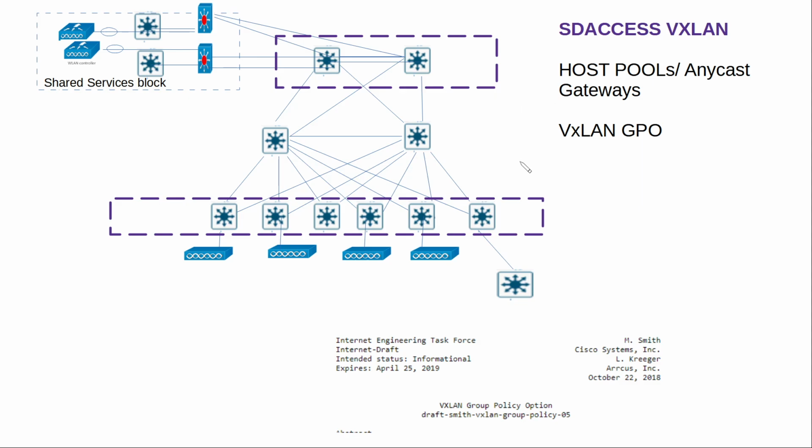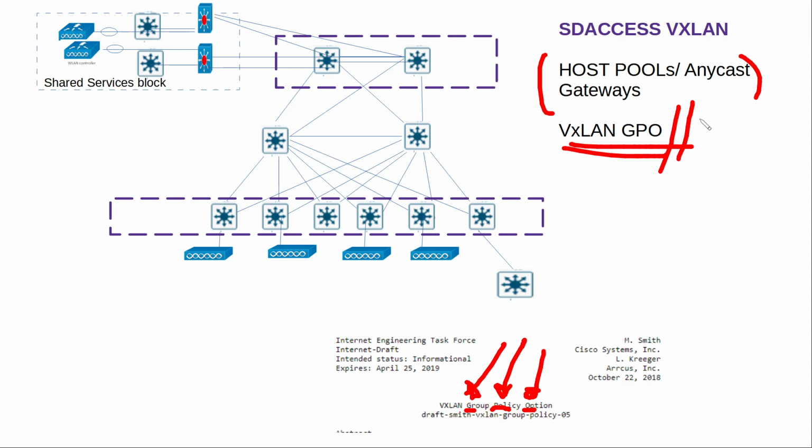This is how the standard VXLAN works, but Cisco modified it in order to carry more information. So it created a new proposed standard, an extension that is known as GPO, because it is the VXLAN group policy RFC. So that is what GPO is. Before going into details about GPO, let's make a parenthesis here and talk about host pools and Anycast gateways.